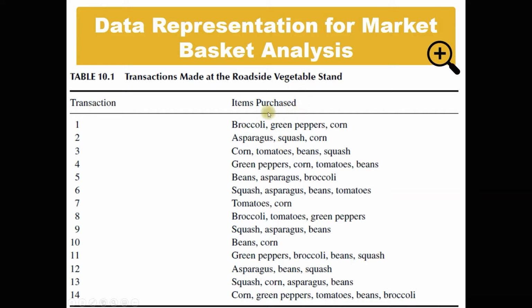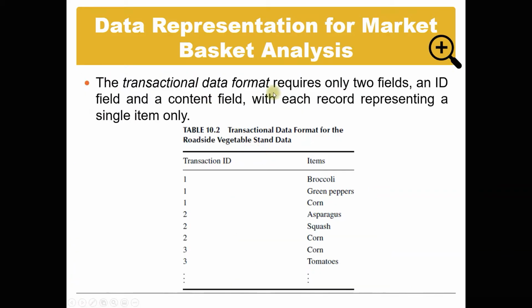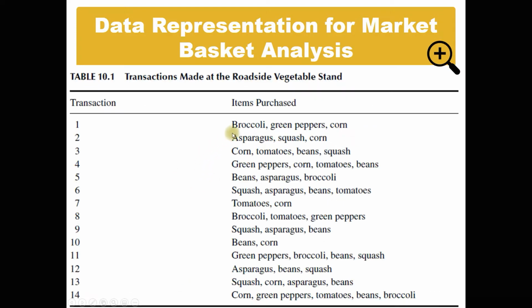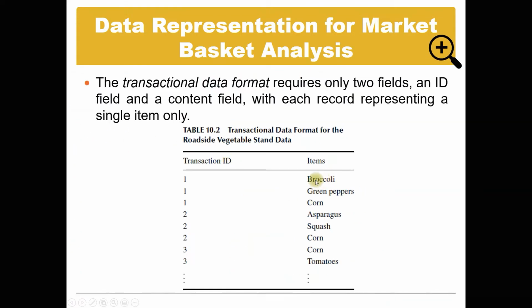One way is to restructure this data in a transactional data format. The transactional data format means you would have two columns. One would be the transaction ID, the other one would be the items. Like here, the first was broccoli, green pepper, and corn. They all were transaction one. So you have the first item broccoli, green pepper, and corn, they are all transaction one, and this goes on like that. That's one way, which is called the transactional data format.